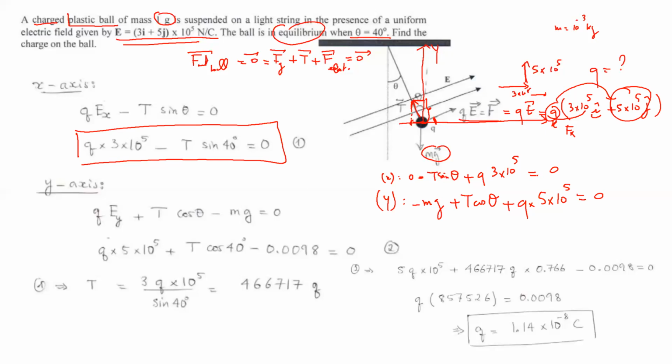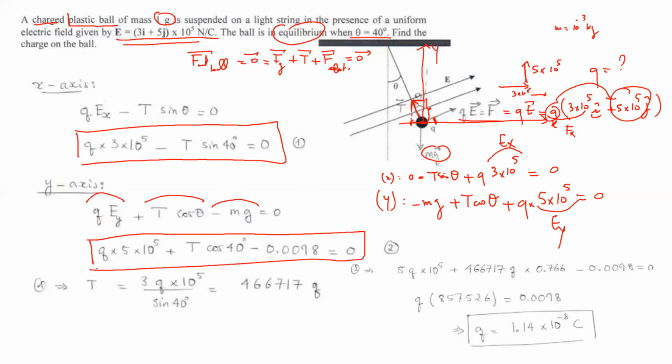So now I have my second equation: minus mg, plus T cosine theta, plus Q EY, EY being this number, and EX being this number. So I have two equations, two unknowns. The unknowns are the charge and the tension. And you know how to solve a system of two equations with two unknowns, right? Substitution, addition, you know the method of solving a system. So this will give you the charge.